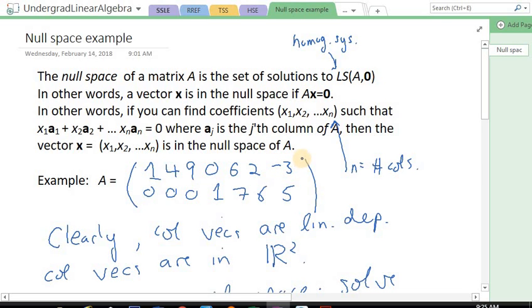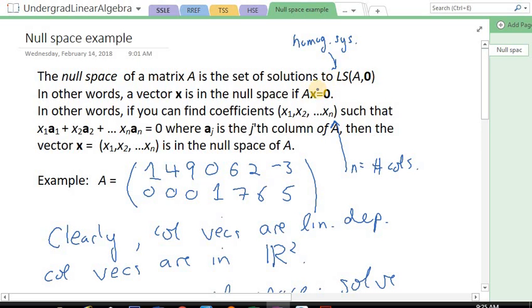Now, what about the column vectors? Column vectors are only 2. Null space and column space are completely different spaces. Column vectors have nothing to do, directly anyway, with null space. There is some kind of relation, but it's not a direct relation. So if you're talking about linear dependence in column vectors, spans of column vectors, and so on, that has nothing to do with null space.